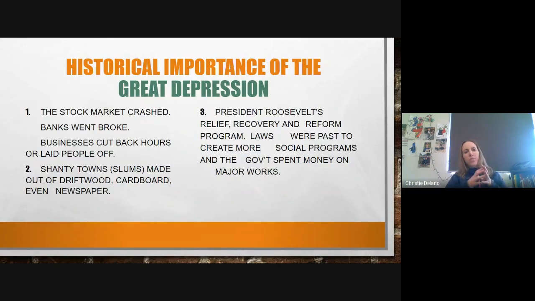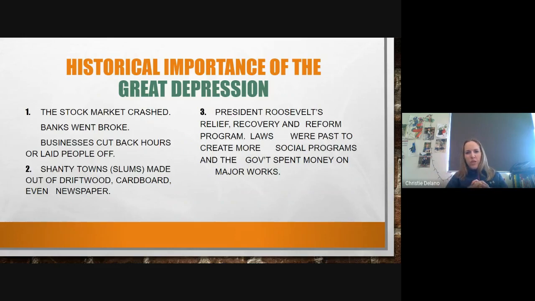So, historical importance of the Great Depression itself. Okay, banks went broke when the stock markets crashed. Businesses cut back their hours or laid people off. Shanty towns, right? People need places to live. So you see these slums or ghettos made out of driftwood, cardboard, newspaper, right? People trying to just make makeshift homes.